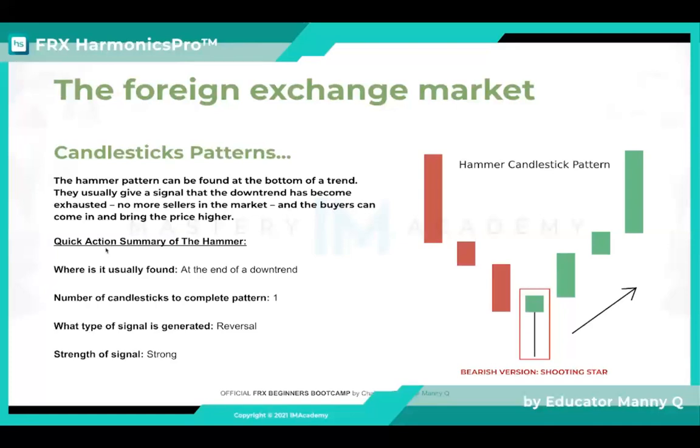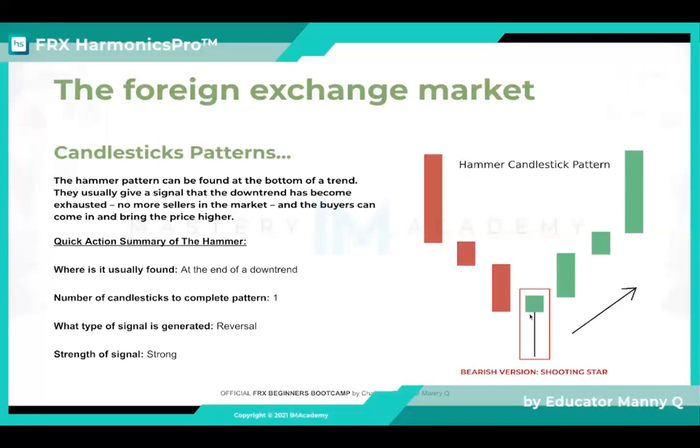So a quick action summary. Where is the hammer usually found? It's usually found at the end of a downtrend. It's a single candlestick pattern. It generates a reversal signal, and it's a very, very strong sign that the market may very well, in fact, turn around. So the bullish variation is called the hammer.